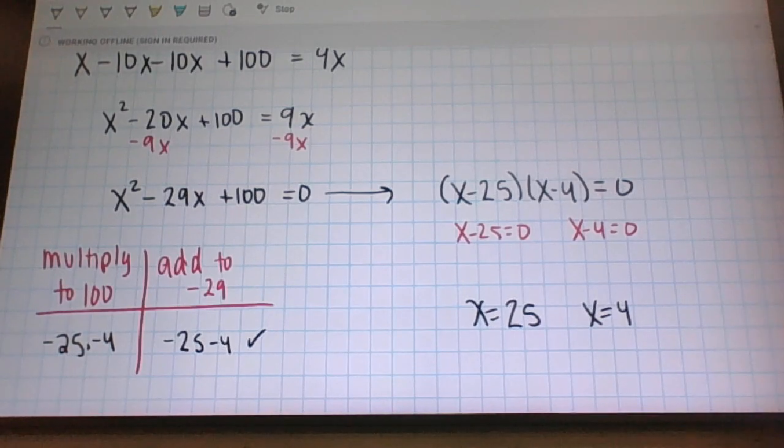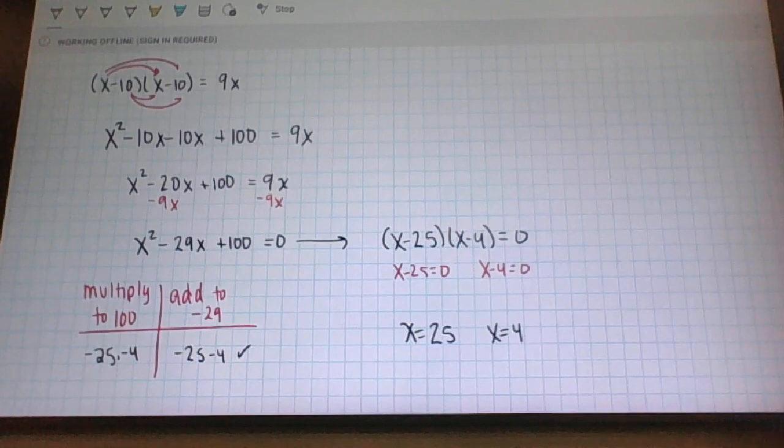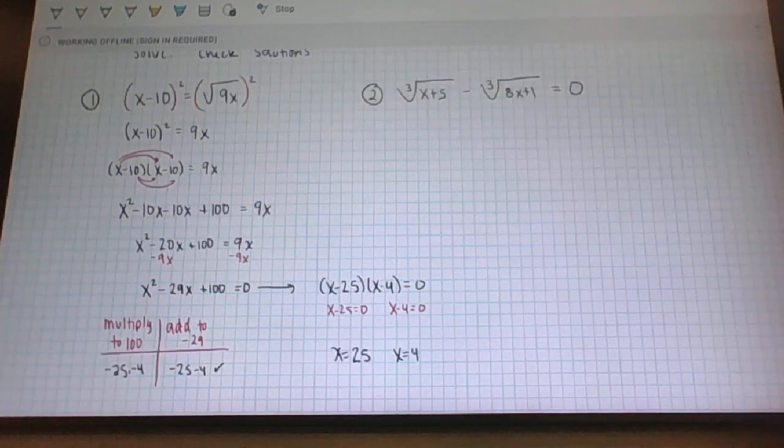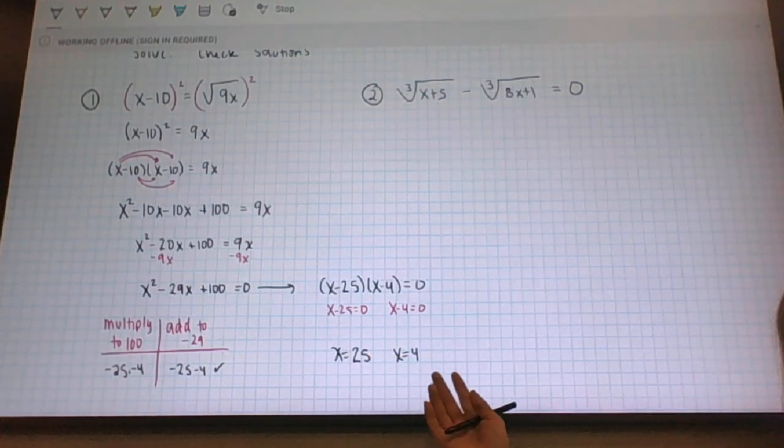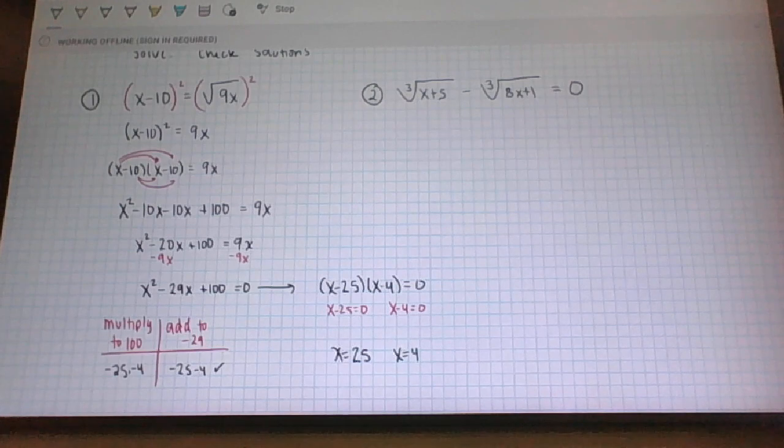I'm always really hesitant to accept two answers on a square root equation. It's always tricky rules. My gut tells me one of these is going to be extraneous. While they're both positive, I feel like one's not going to work. Kirsten, you know which one doesn't work? Don't say it. You know it? James, you know which one doesn't work?